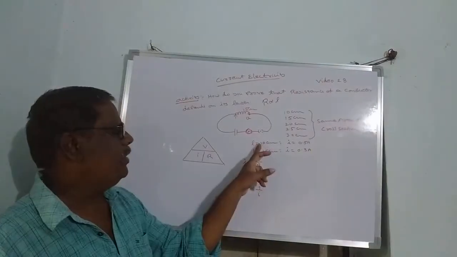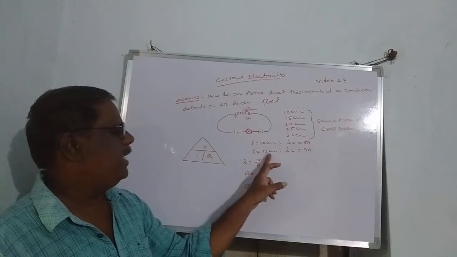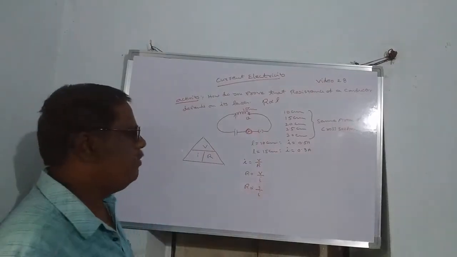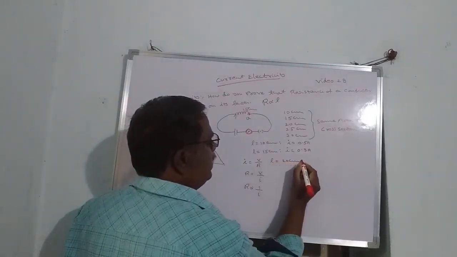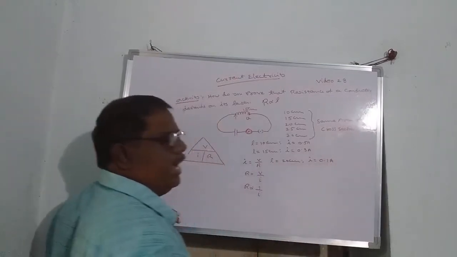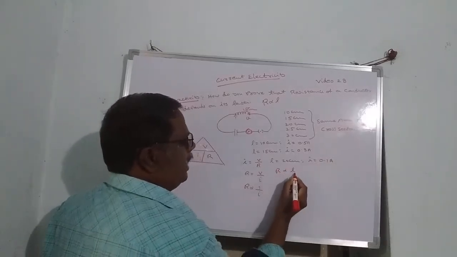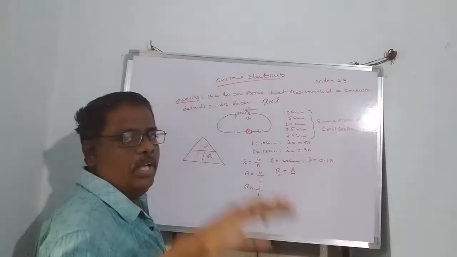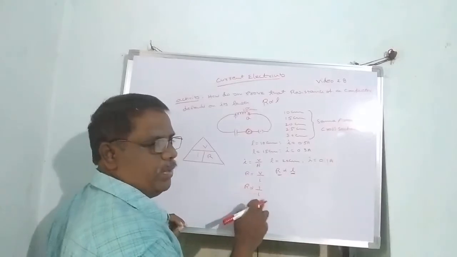Suppose you connect 10 centimeter, the current will be 0.5 amp. Suppose you connect 15 centimeter in this gap, the current will be 0.1. Suppose you connect another one, L is equal to let us say 20 centimeter, the current will decrease further to some 0.1 amp. That means if the length of the conductor increases, the resistance of the conductor also increases, and the flow of current decreases, because R is inversely proportional to I.